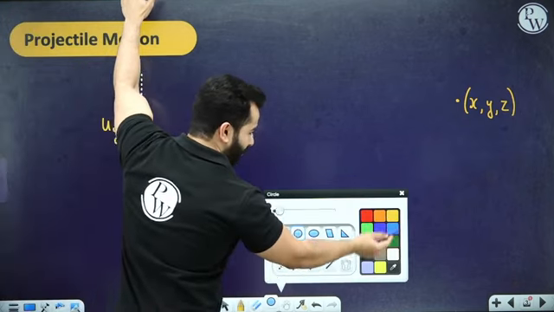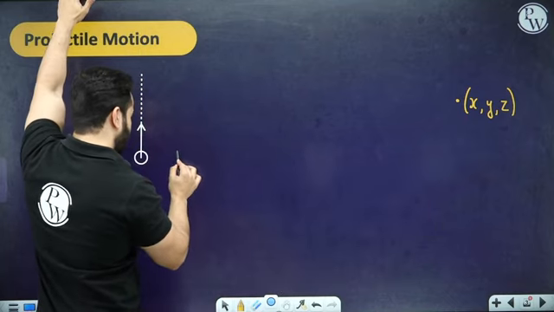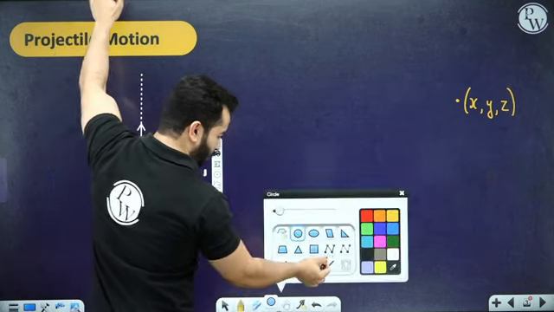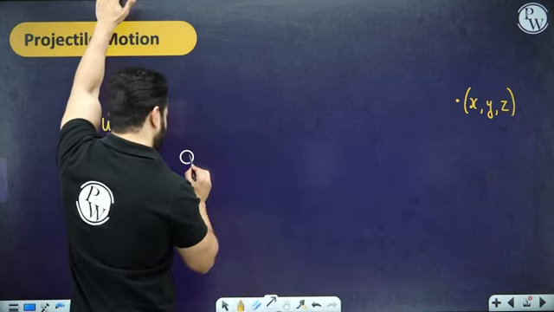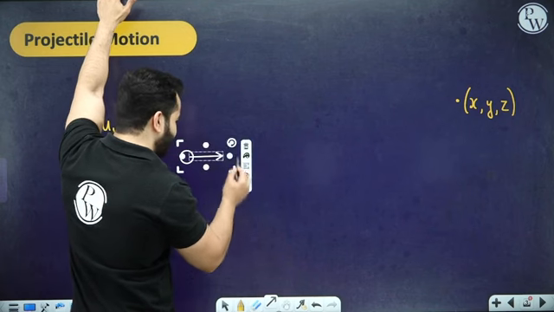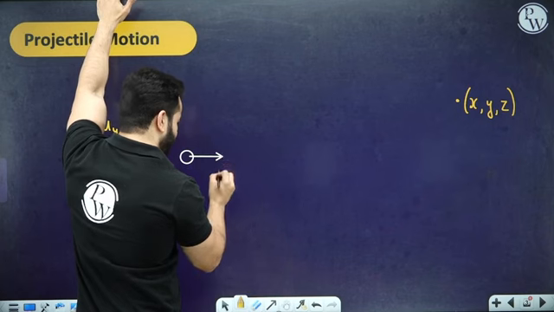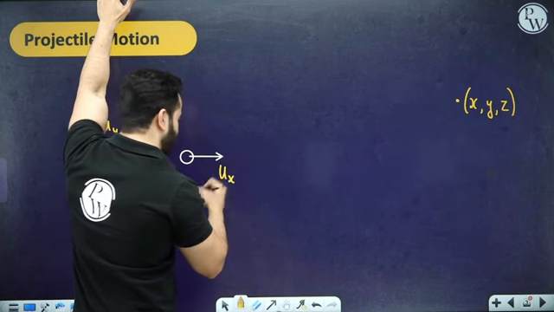Similarly, we can have several other examples. Let's suppose we have a similar type of body, but now this body is moving something like this in the x direction, right? Let's say it has velocity in the x direction.